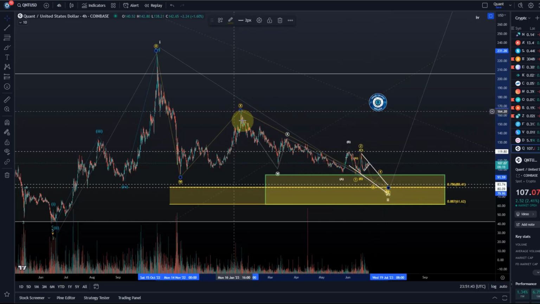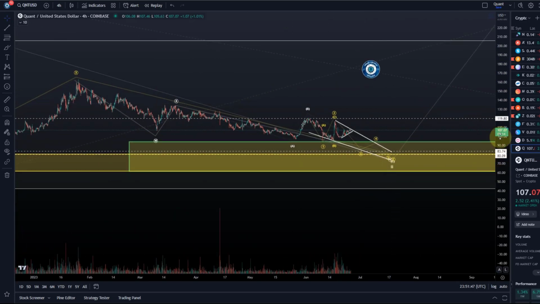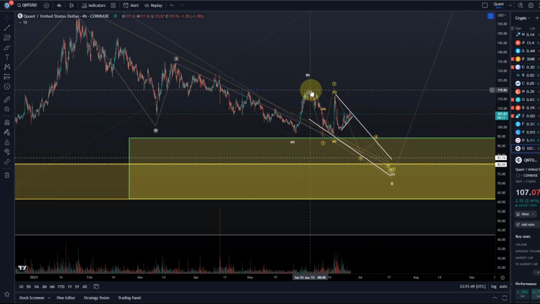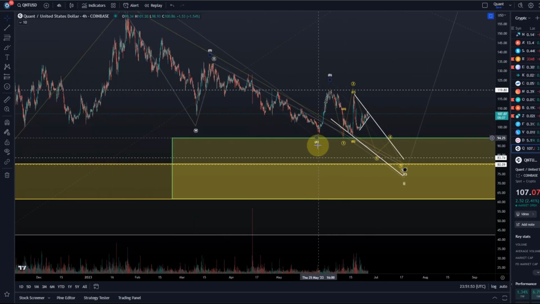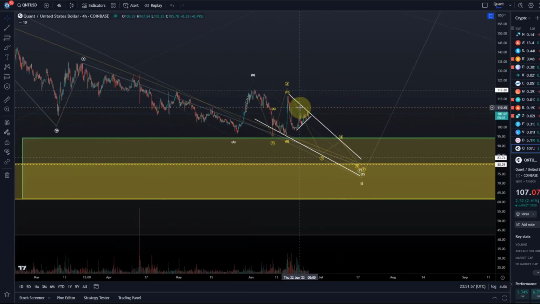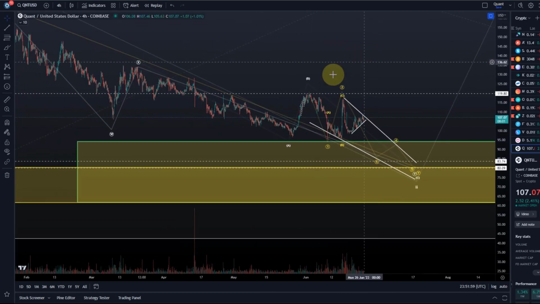Within the Y wave, we have another WXY. And in this Y wave, we're looking at an ABC structure here. The best way I could imagine this working out in the most direct path would be that we peaked here in a B wave on the 2nd of June at this $120 level. At the same time, if price manages now to break above that level, I think the low is in.